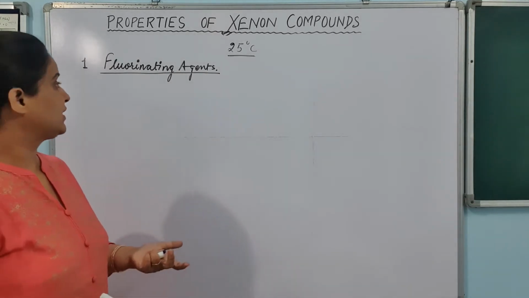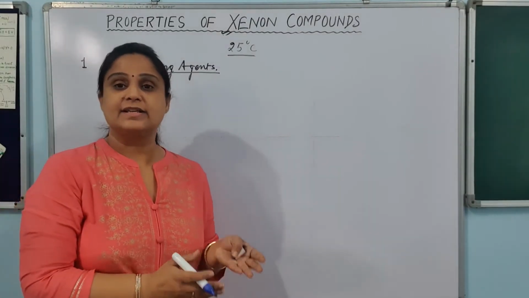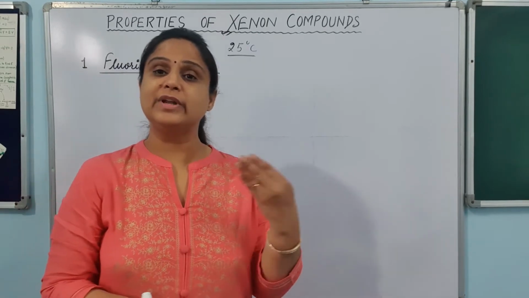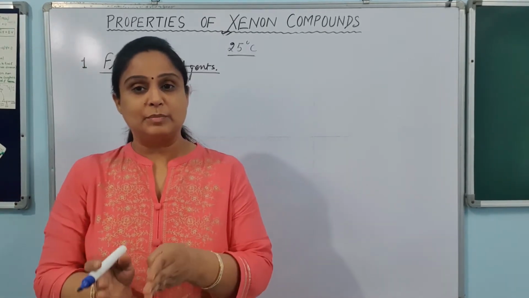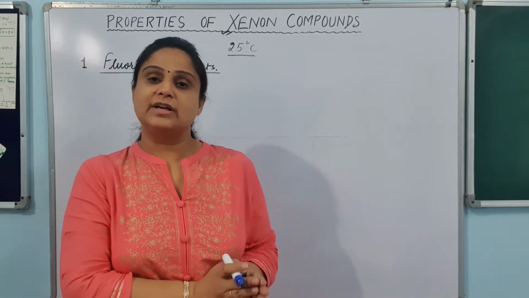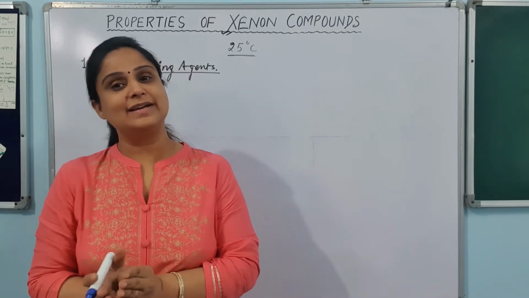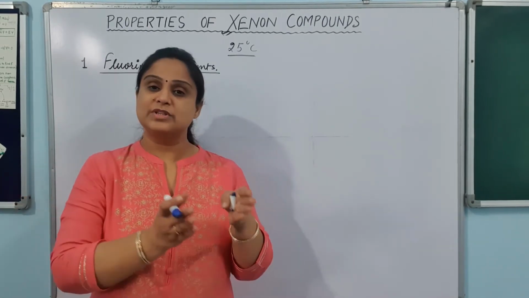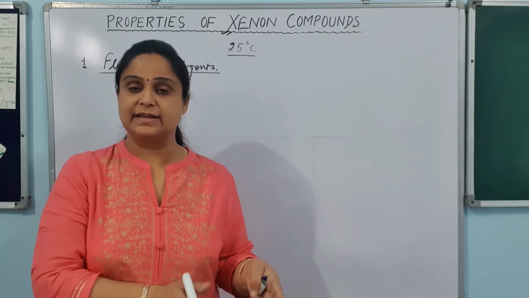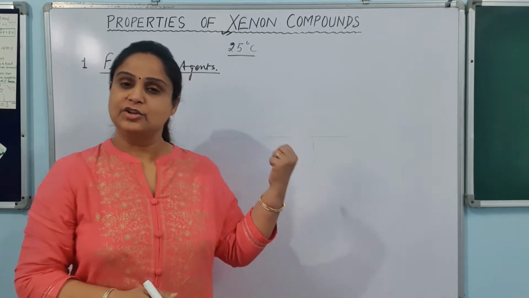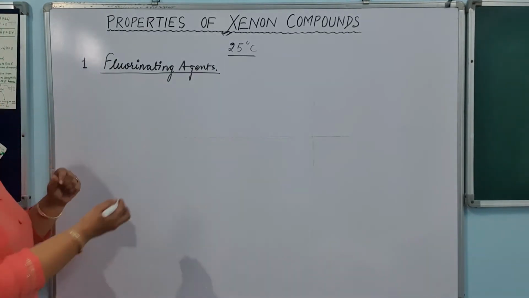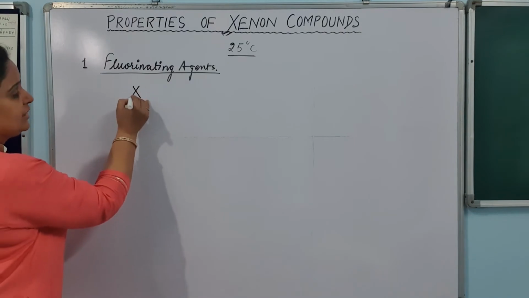So what do you mean by fluorinating agent? Fluorinating agents are those compounds which fluorinate others, meaning the compounds which add fluorine to other compounds are called fluorinating agents. तो जो compounds दूसरे compounds में fluorine को add करते हैं, they are called fluorinating agents. So let's see the example where xenon के fluorides are working as a fluorinating agent.